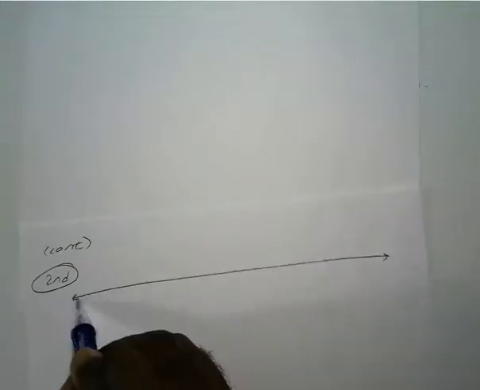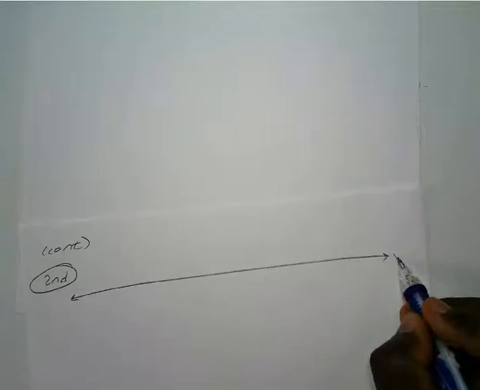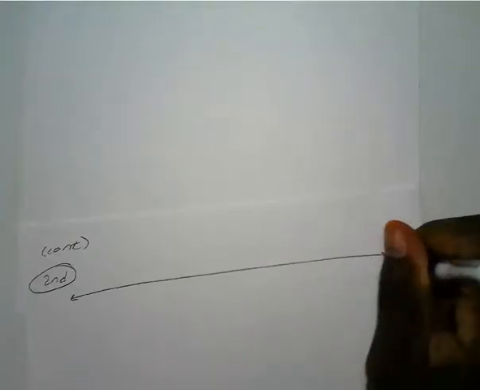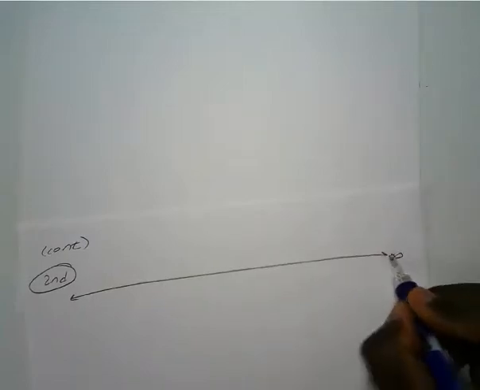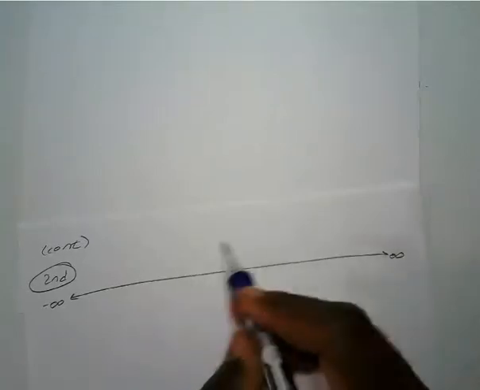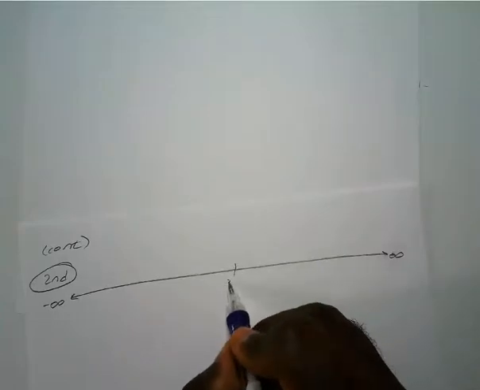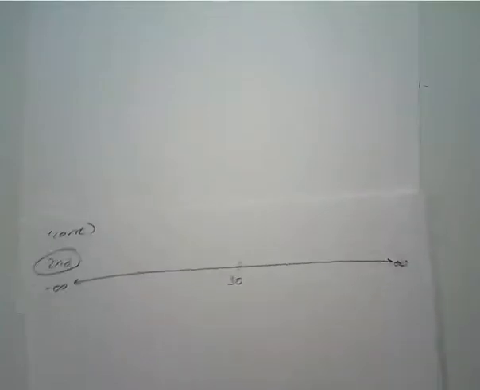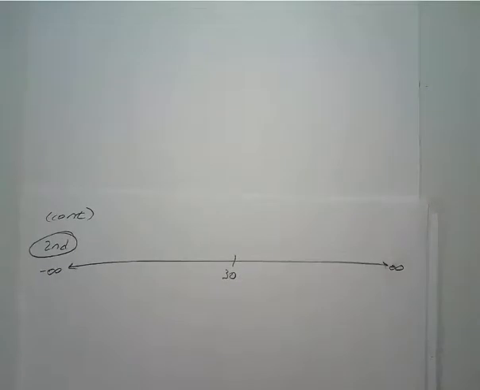So now, for our second step, go ahead and make our number line. We have our infinity. Let me clean that up some. And negative infinity. Okay. Now the one thing is you have your 0 and you have your 30. And I'm just going to put the 30. And here's why.